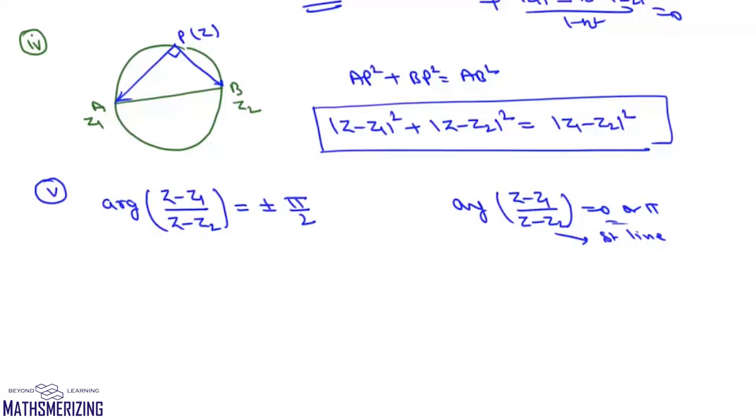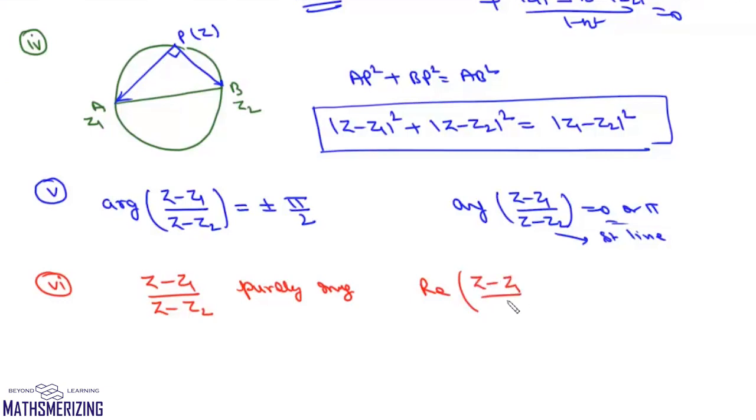Now another way to write the same equation is, now we know that its argument is plus or minus pi by 2. Now when the argument is plus or minus pi by 2, we know that this complex number must be purely imaginary. So we can write (Z minus Z1) upon (Z minus Z2) is purely imaginary. So another way to write this equation is in terms of its real part. So if the real part of (Z minus Z1) upon (Z minus Z2) is 0, then again it represents the equation of this same circle.